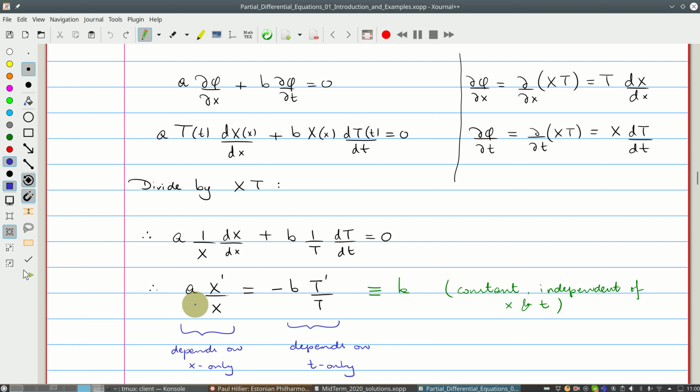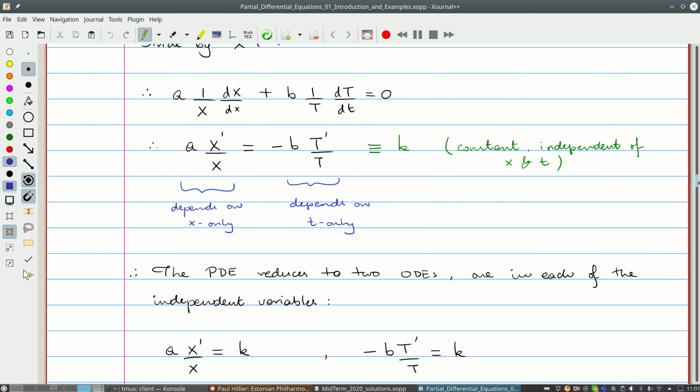Now what we've got here, on the left hand side, is something which is a function of little x only. There is no time aspect to the left hand side. On the other hand, on the right hand side, we've got something which depends only on time, on t only. The only way for these two to be equal to each other for any x and any time is that they are both a constant, a scalar that is independent of x and t. So we've called it k. So the left hand side is equal to the right hand side is equal to little k.